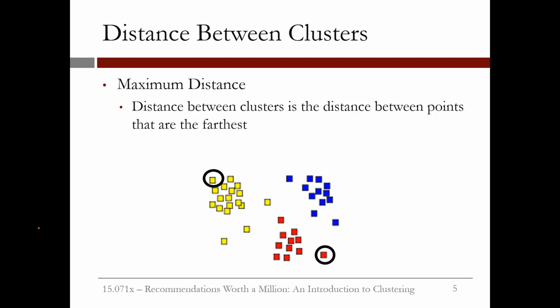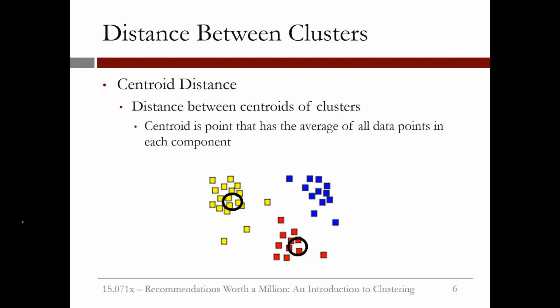Alternatively, we could use maximum distance. This one computes the distance between the 2 clusters as the distance between the 2 points that are the farthest apart. So for example, we would compute the distance between the yellow and red clusters by looking at these 2 points. Here, it doesn't matter how close together the other points are. All we care about is how far apart the furthest points are.